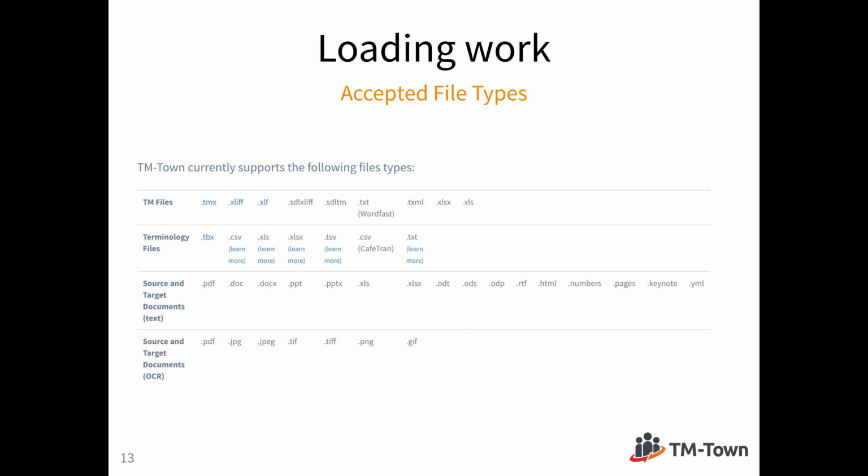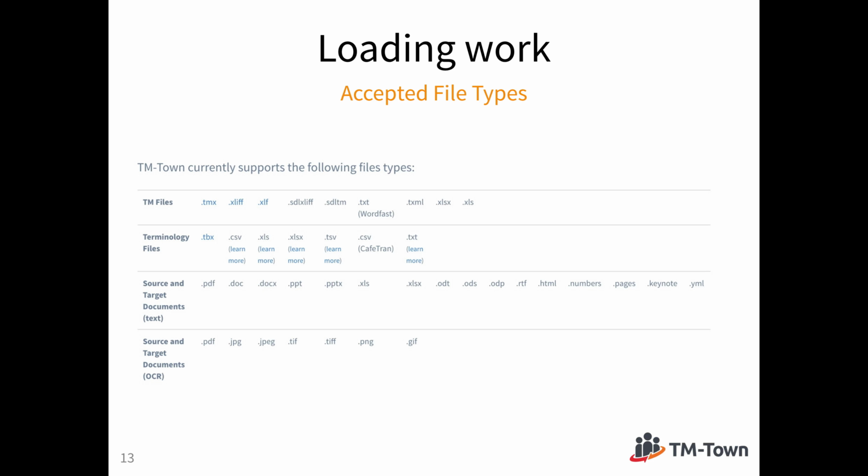Let's take a look at some of the accepted file types on TMTown. So for translation memory files, or TM files, TMTown accepts TMX, XLIFF, SDLXLIFF, SDLTM, WordFast TMs, which are usually in .txt format, TXML, and also Excel. So you can have the source segments in column A and the target segments in column B. If you have a multilingual document, you could have the source segments in column A and target language 1 in column B, target language 2 in column C, etc.